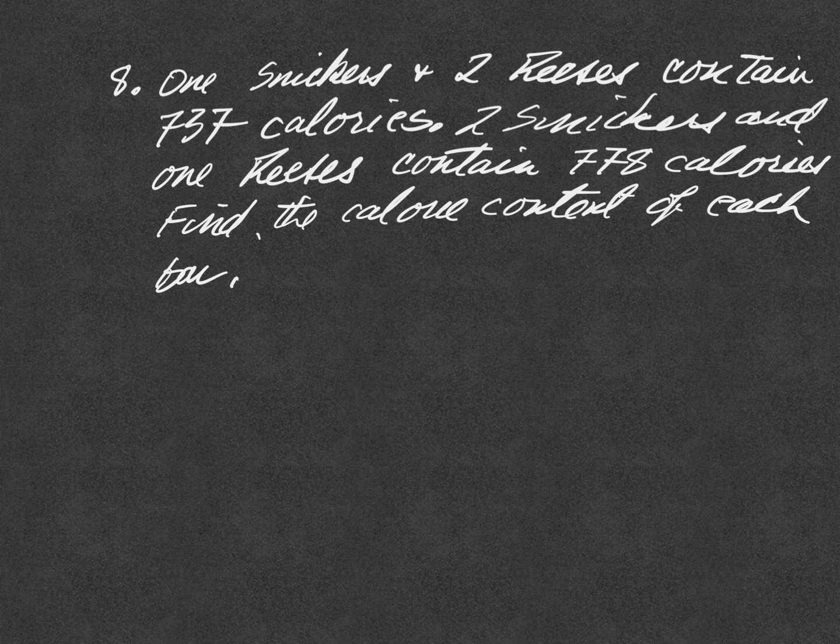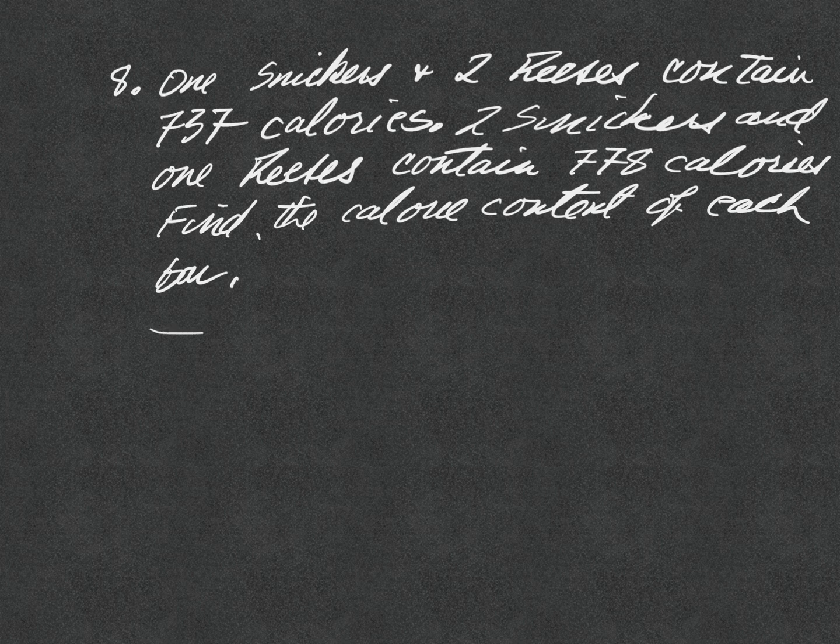This happens to be number 8 on page 324 in your textbook. And it is 1 Snickers bar and 2 Reese's cups contain 737 calories. 2 Snickers and 1 Reese's contain 778 calories. Find the calorie content of each bar. Okay, so look at that. So the first thing we need to do is set up the equations.